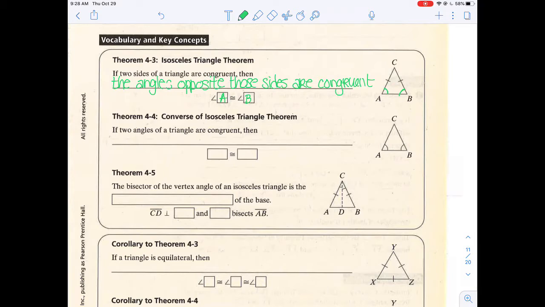Theorem 4.4, the converse of the isosceles triangle theorem, says that if two angles of a triangle are congruent, then the sides opposite those angles are congruent. So here it says angle A is congruent to angle B, so side CB is congruent to side CA.